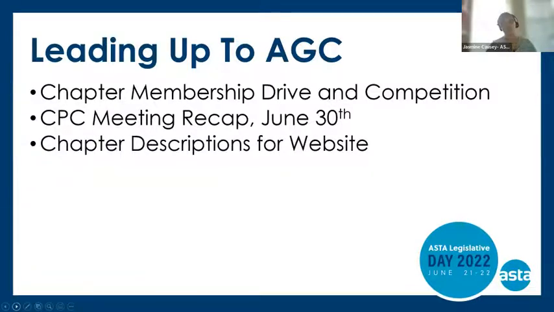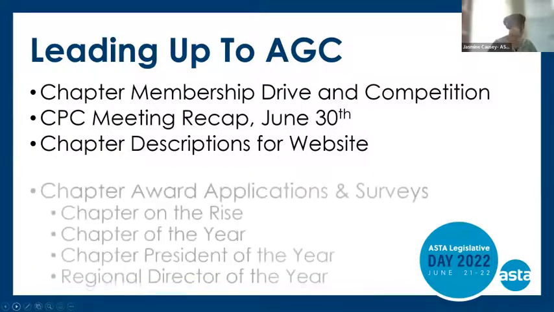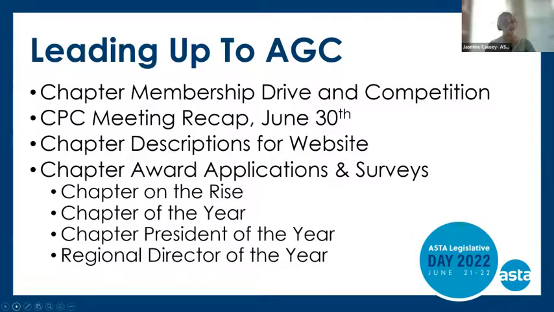And we have our chapter descriptions for the website. Michelle Mueller sent out an email to all chapter presidents asking for a one-sentence description in a Google Doc that describes the territory that their chapter covers. So I would like to remind everyone to fill out that Google Doc for Michelle. We have our chapter award applications and surveys, which will be coming out to you shortly. These will be for Chapter on the Rise, Chapter of the Year, Chapter President of the Year, and Regional Director of the Year. So please be on the lookout for all of this.